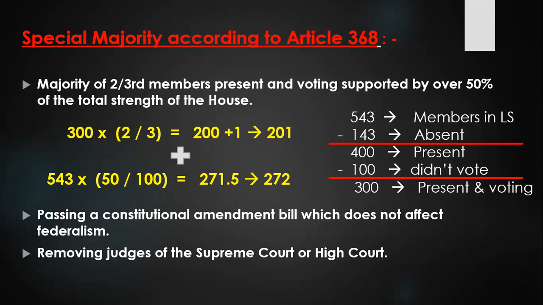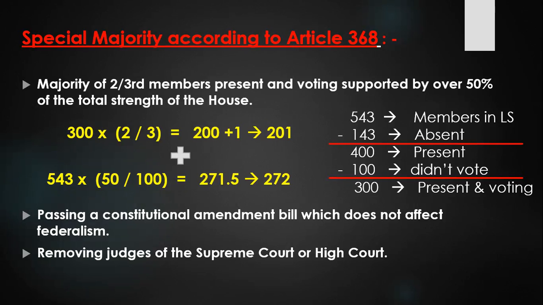Okay. But friends, now see the other part of the sentence, that it should be supported by over 50% of the total strength of the house. Now what is the total strength of the house? The total strength of the house is 543. So now we will calculate 50% of 543. So 543 multiplied by 50 divided by 100. When you do the calculation, the number will come 271.5.